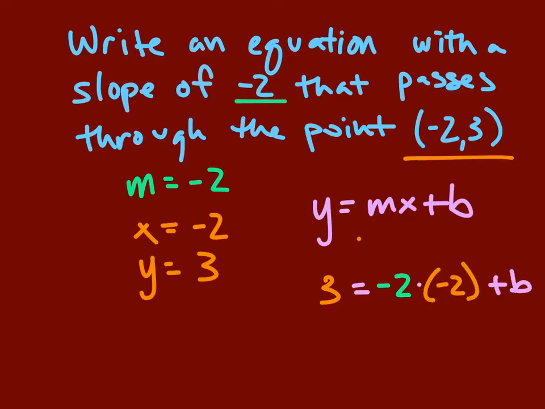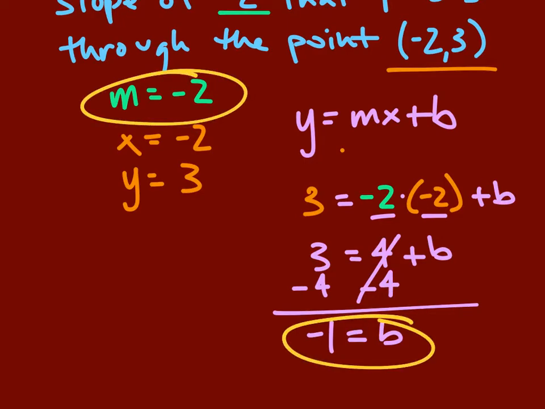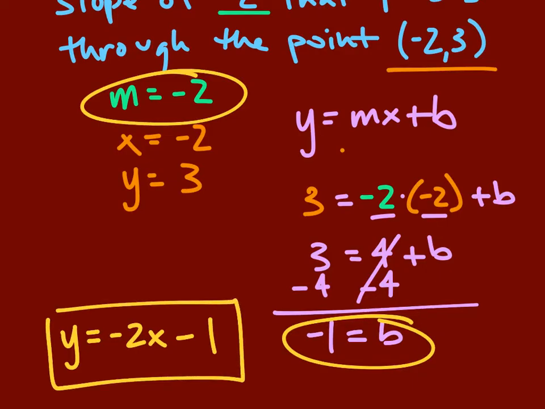All right, so once I plug those numbers in, I can write this as 3 is equal to -2 times -2, which is positive 4, plus b, and then I could subtract 4 from both sides. What that will allow me to do is solve this equation for b. So I've got -1 is equal to b. So now that I have a slope and a y-intercept, I can write my equation as y equals -2x minus 1. And that's what I'm trying to do, okay?